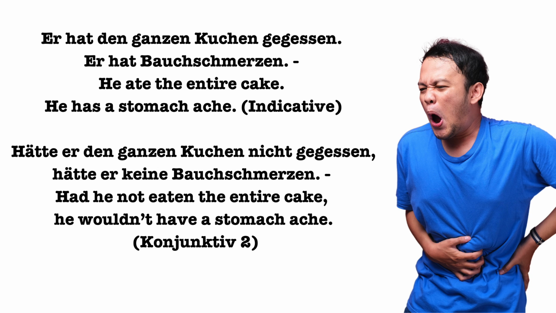Er hat den ganzen Kuchen gegessen. Er hat Bauchschmerzen. He ate the entire cake. He has a stomachache. That's the indicative mood. Hätte er den ganzen Kuchen nicht gegessen, hätte er keine Bauchschmerzen. Had he not eaten the entire cake, he wouldn't have a stomachache. That, by the way, is the Konjunktiv II version.